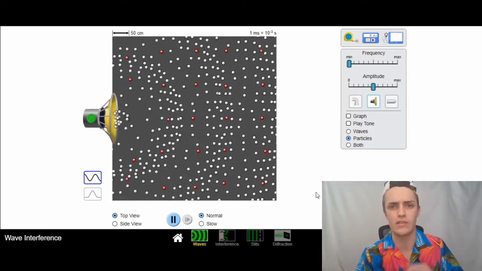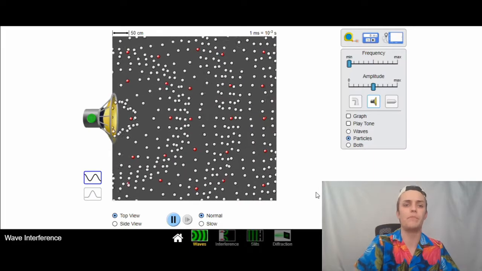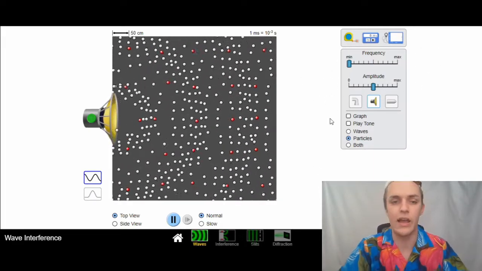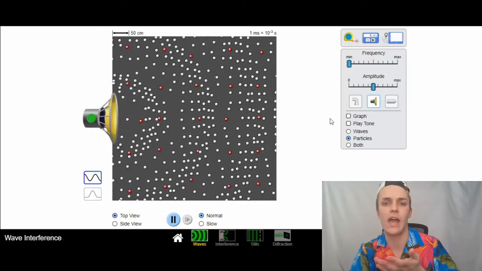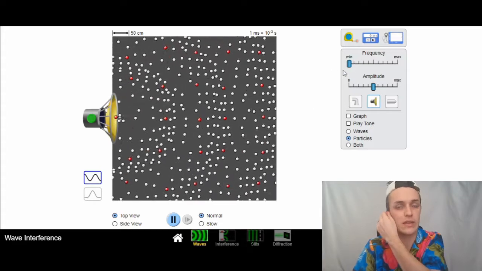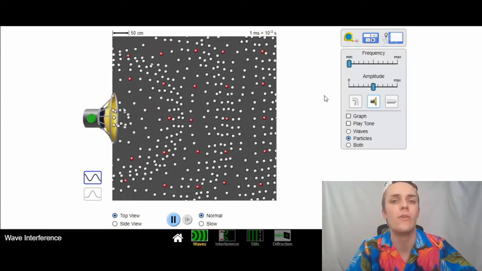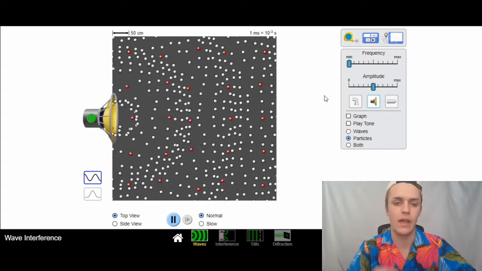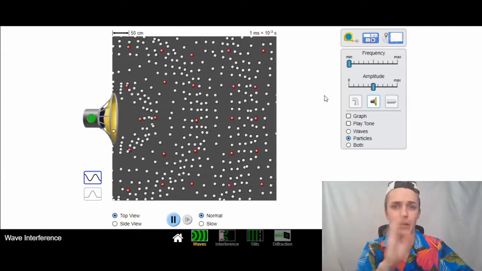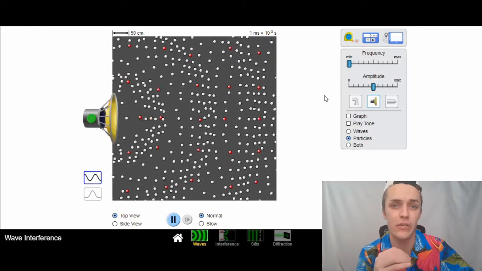Sound waves, great example of longitudinal waves. But you may have noticed that there's these frequency and amplitude sliders over here, right? And so I wanted to show you what happens when you mess with frequency and the amplitude. So frequency, a topic that we talked about previously with simple harmonic motion, right? Frequency was the number of oscillations or the number of events per second, right?